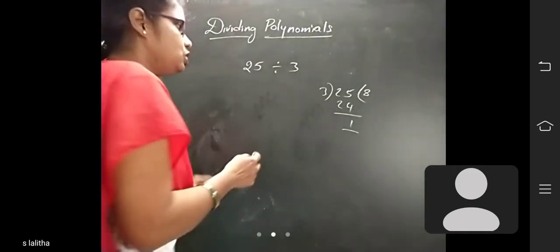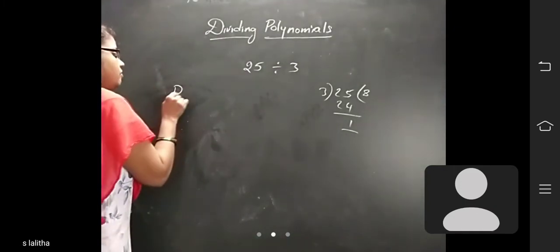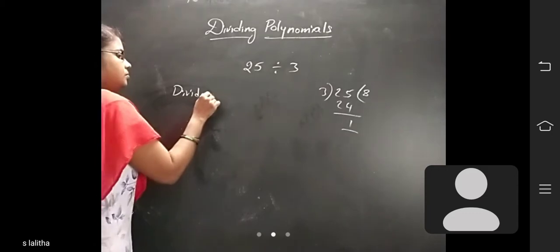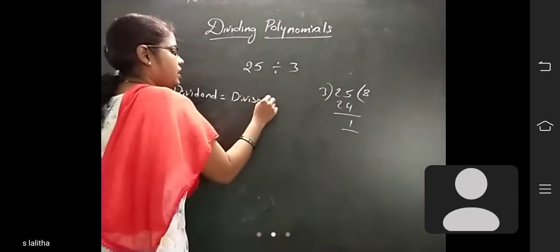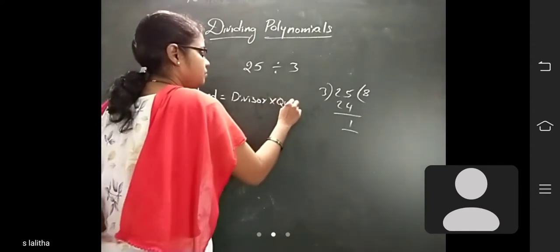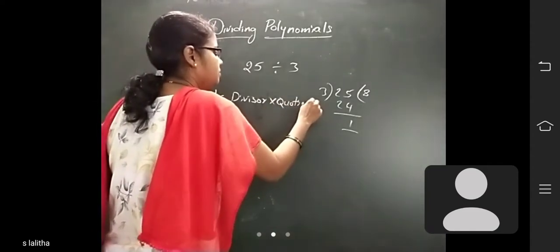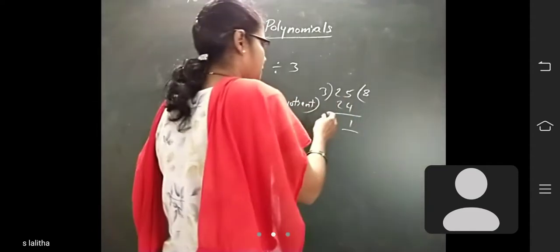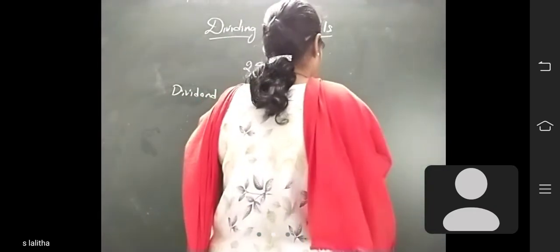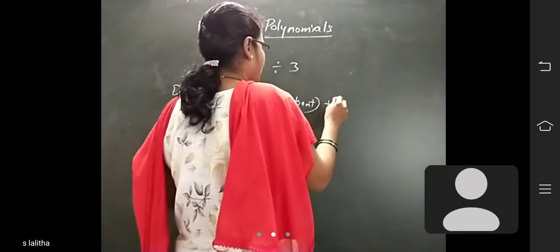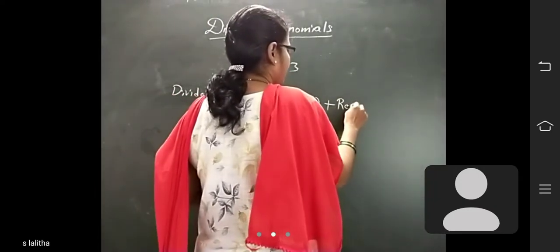What is the division rule, children? Dividend is equal to divisor into quotient plus remainder. What is the division rule, children? Divisor into quotient plus remainder.